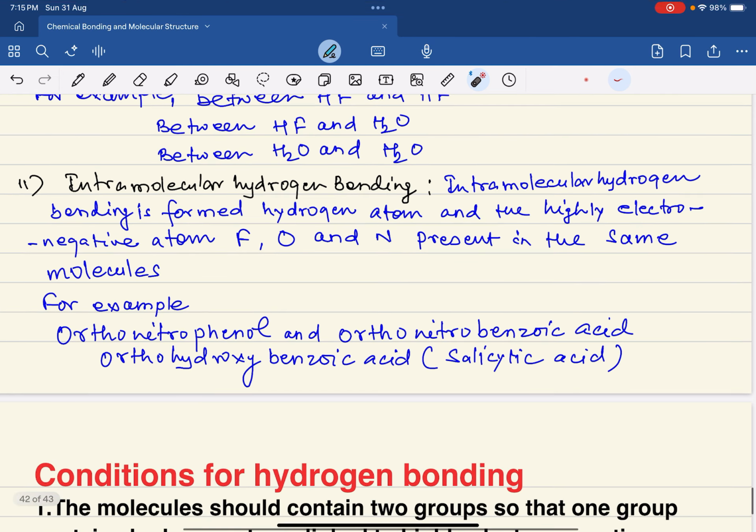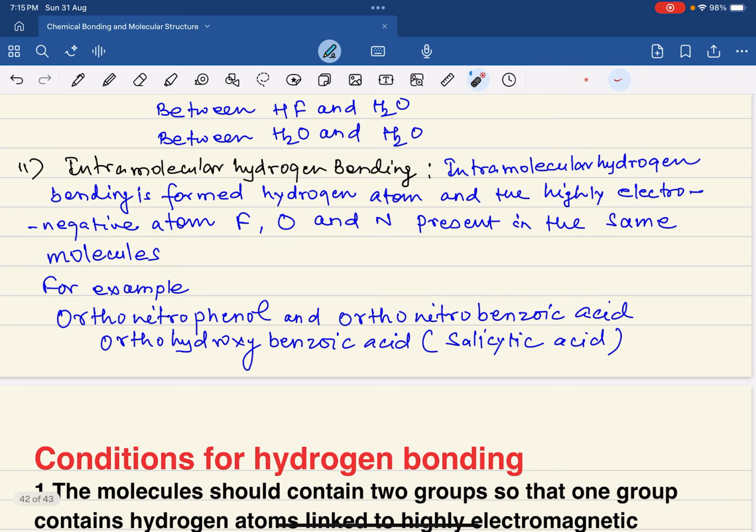For example, orthonitrophenol, orthonitrobenzoic acid, orthohydroxybenzoic acid, that is salicylic acid.